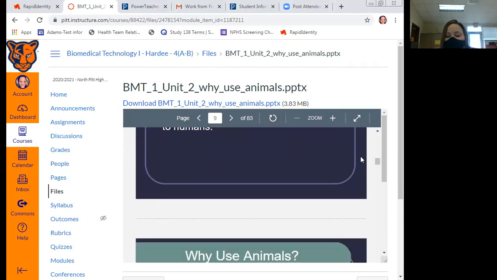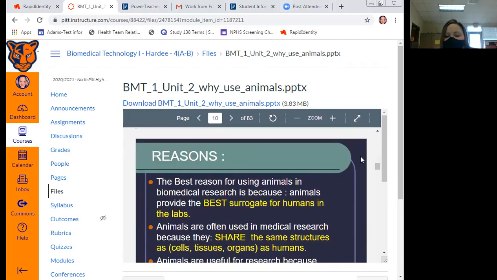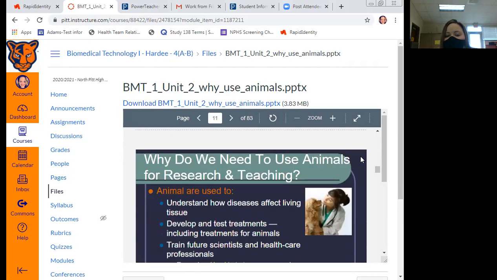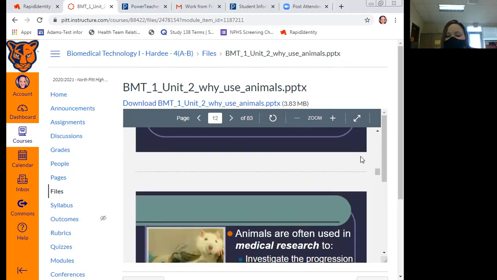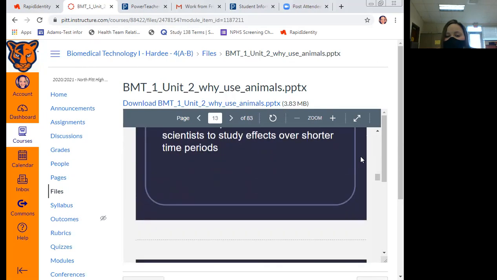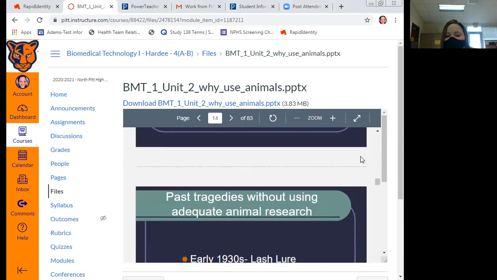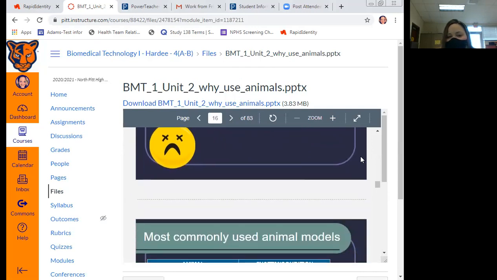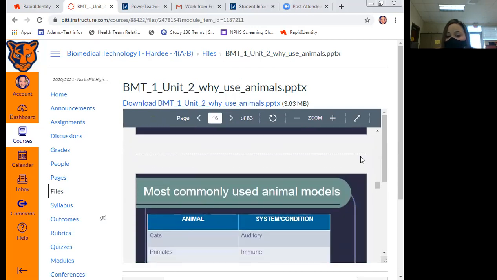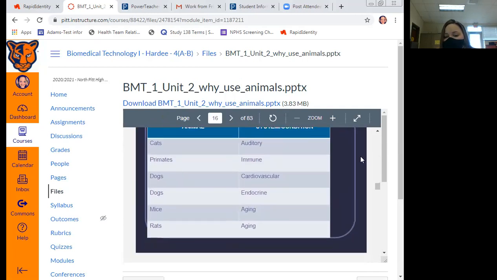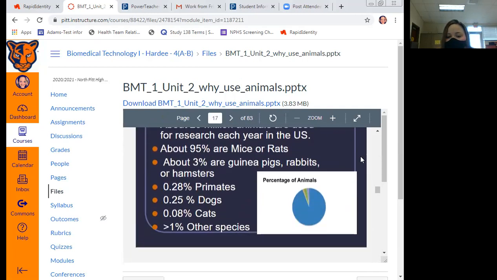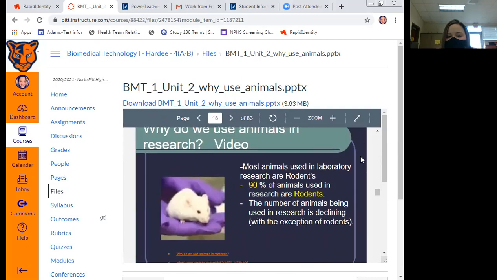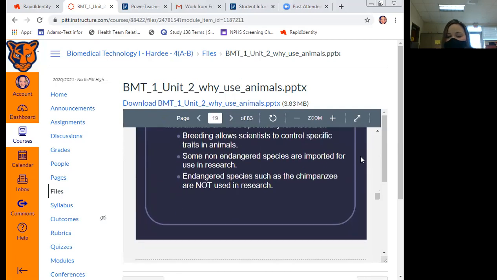Here are your reasons listed. We talk about the different types of animals. So mice, we talk about the 3 different scenarios that you had to provide and how when we didn't test on animals, some of the detrimental effects. These are those systems that you need to know. Percentages, of course, 97% are rodents.